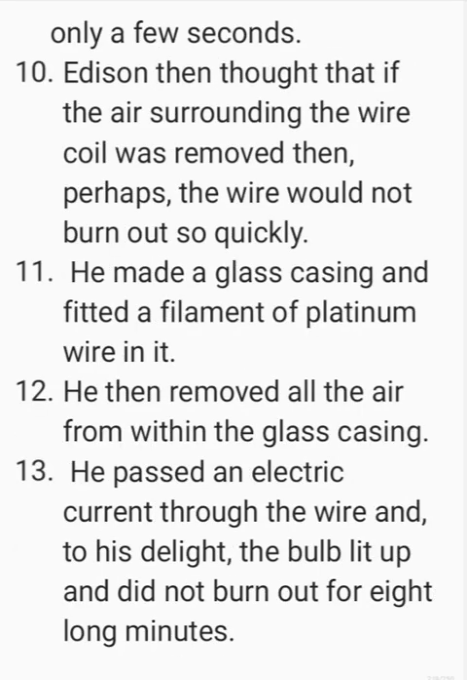Edison then thought that if the air surrounding the wire coil was removed, then, perhaps, the wire would not burn out so quickly. He made a glass casing and fitted a filament of platinum wire in it. He then removed all the air from within the glass casing. He passed an electric current through the wire and, to his delight, the bulb lit up and did not burn out for 8 long minutes.